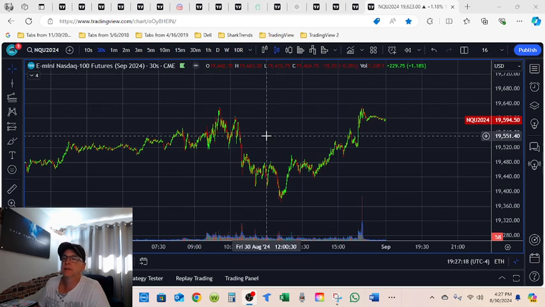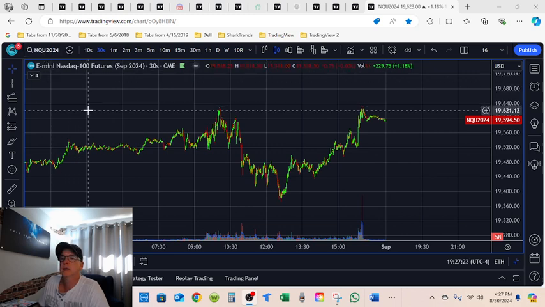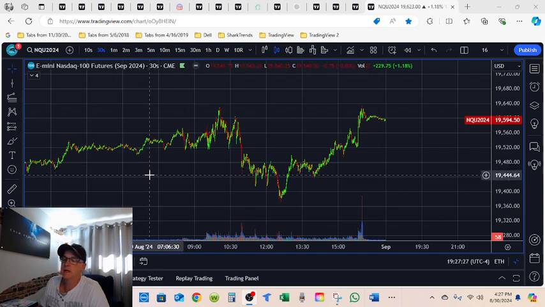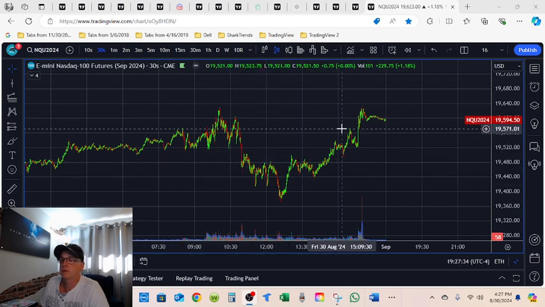Right now we're looking at a 30-second chart for NQ, and what we're going to be doing today is looking at the move after the opening hour of the market.